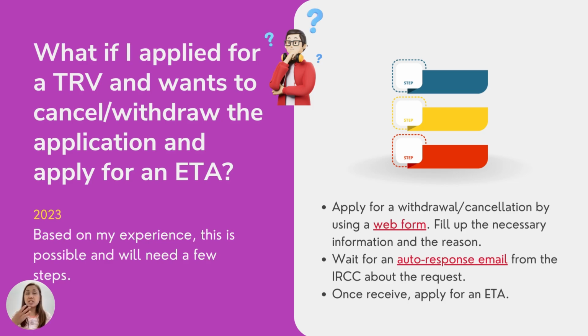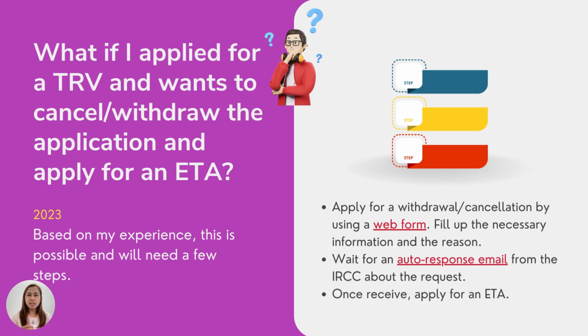The first thing I did, I researched this, and I saw different answers. So what I did was I applied for a withdrawal or cancellation through a web form. I went to the Canada website. There is a web form there for cancellation or withdrawal, and you have to fill in some details, your UCI, your unique number when you applied, or you can also use the application number. After checking all the information, I sent my withdrawal or cancellation request. Then I received an email right away, very quickly, an auto response email. When you receive that, it means IRCC received your request.